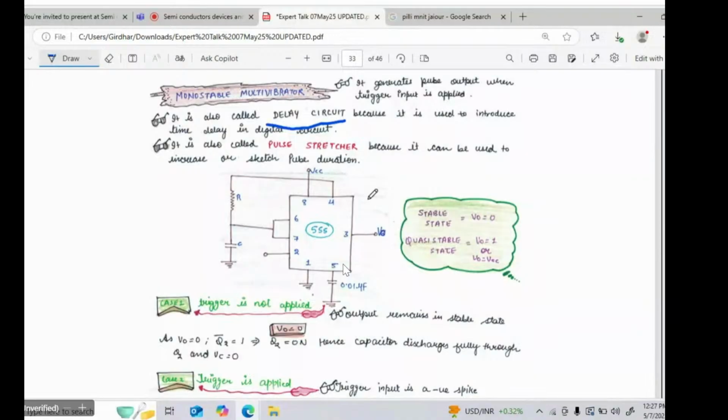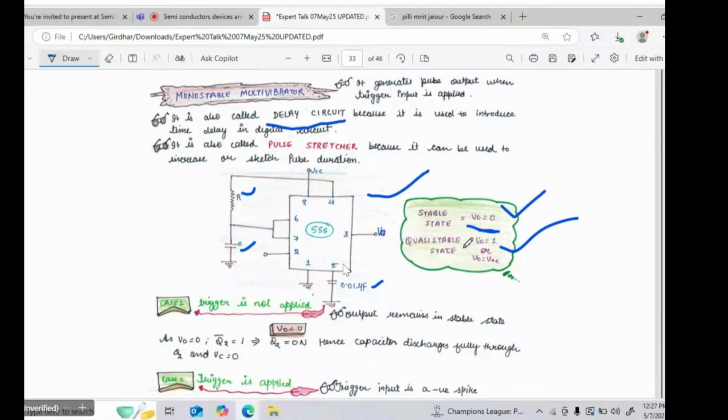So this is the 8-pin IC we have already spoken about, and these are some connections. You have to remember these connections, right? For example, there is an externally connected resistor, an externally connected capacitor, and these pins, and this is the capacitor of 0.01 microfarad, right? Now we are understanding the monostable multivibrator. Monostable multivibrator means only one stable state. You have to choose wisely what states you are choosing here. Now for my convenience, I am choosing V naught equal to 0 as the stable state, right? And what is the quasi-stable state? It is the reverse. So the quasi-stable state is V naught equal to 1, or VCC. It is the quasi-stable state.